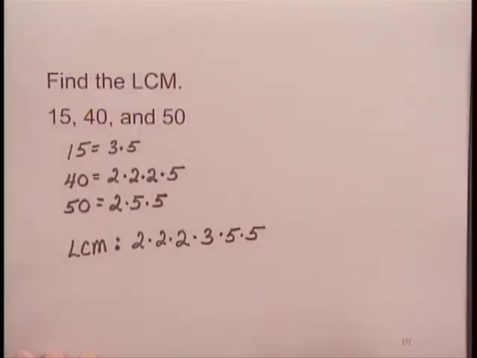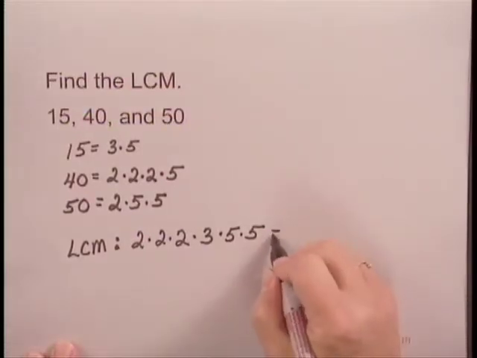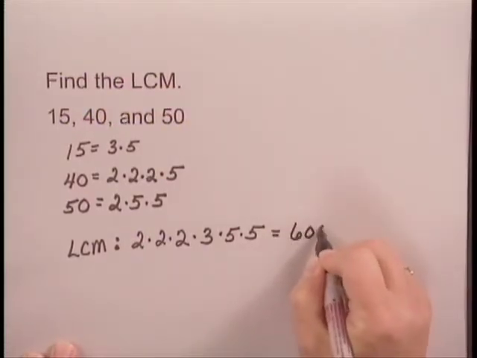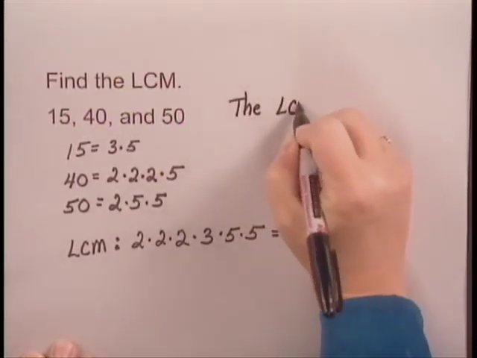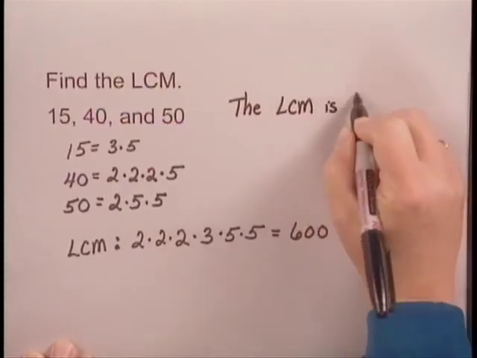We can say that we use each factor the greatest number of times that it occurs in any one factorization. So this is the least common multiple, and if we multiply this out, we get 600. So I can say the LCM is 600.